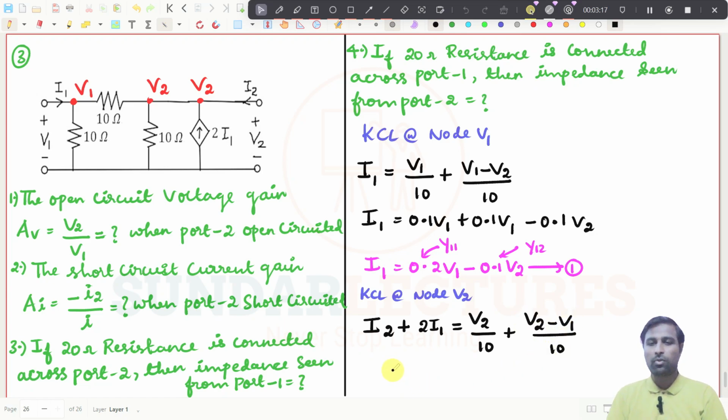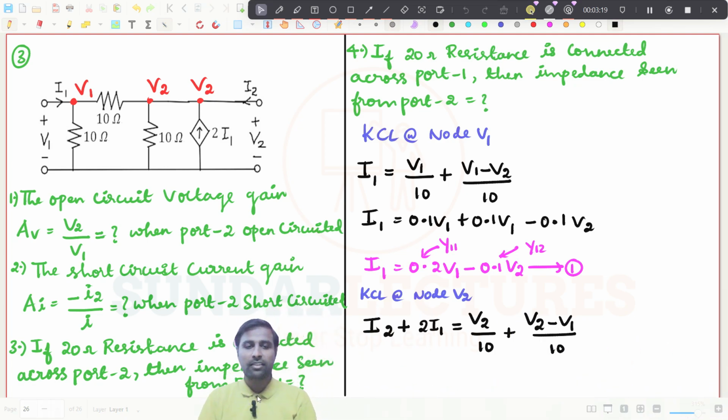Try to understand certain things. These kinds of things I have already solved many problems. Please go through my previous lectures on how to solve the nodal voltage analysis method to find the current in a particular node, right? So if I want to get what is I2, then what will it be?